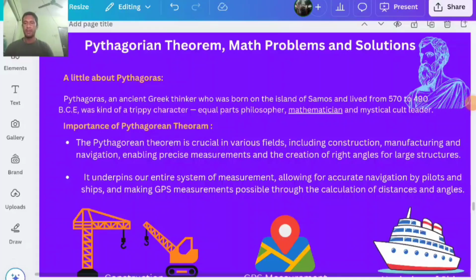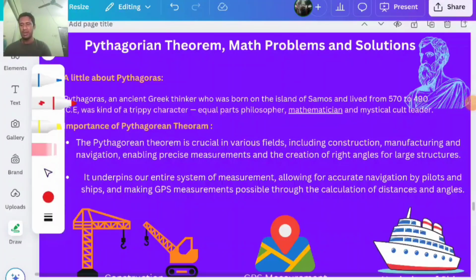Importance of the Pythagorean theorem. The Pythagorean theorem is crucial in various fields, including construction, manufacturing, and navigation, enabling precise measurements and the creation of right angles for large structures. It underpins our entire system of measurement, allowing for accurate navigation by pilots and ships and making GPS measurements possible through the calculation of distances and angles.